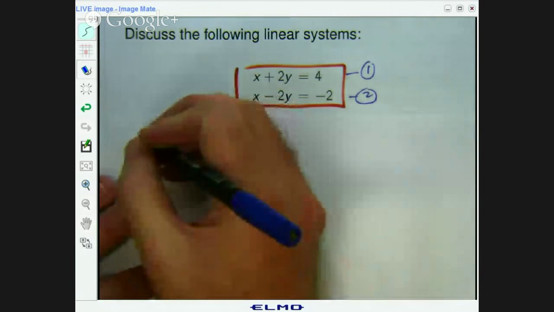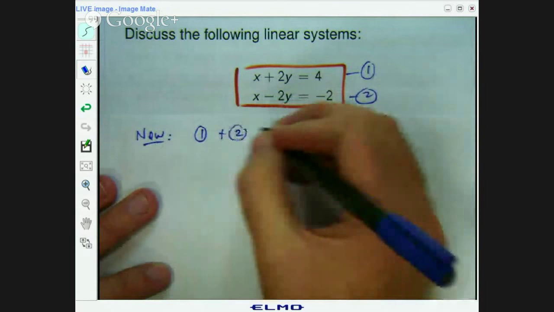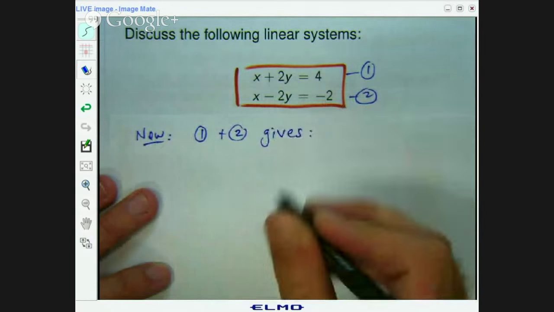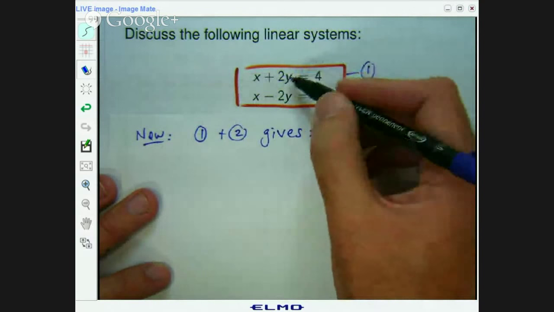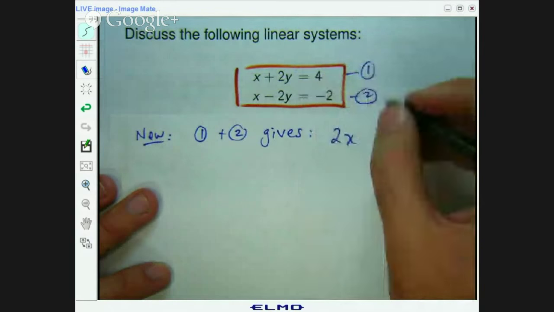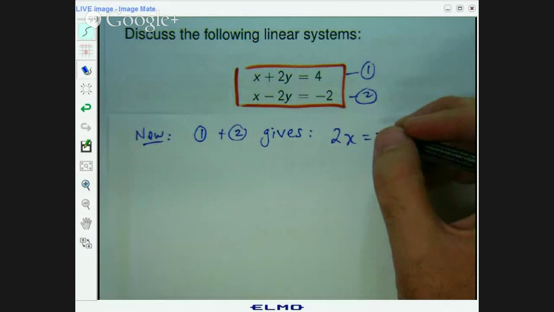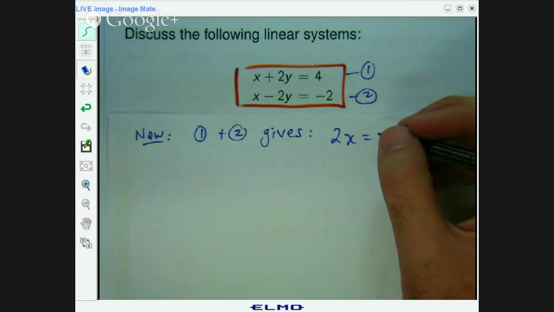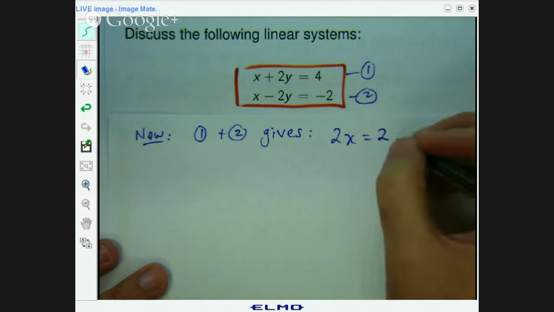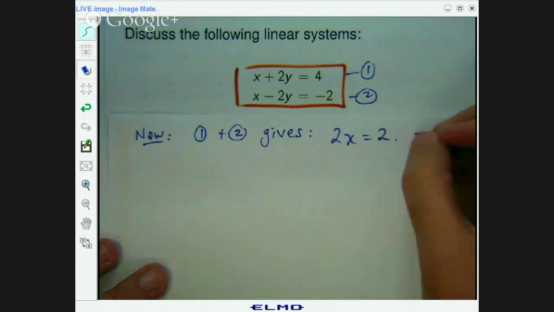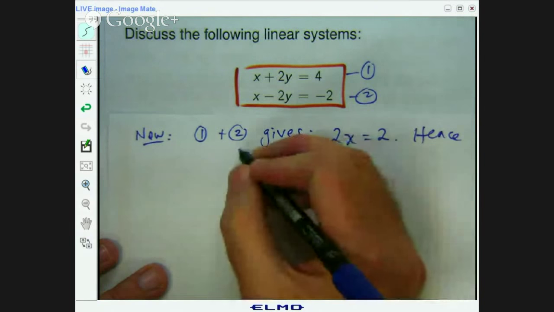Equation 1 plus equation 2 gives the following. Well, it'll be x plus x, which will give you 2x. It'll be 2y minus 2y, which will give you 0, and 4 minus 2, which is 2. All right, so now we can just divide the 2 out and we'll get x equals 1.